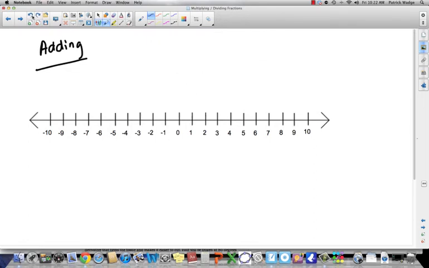Okay. I think it's great for getting the concept of negative numbers, adding. I'm not sure how useful it is for when you're working with bigger numbers and stuff. We can do one more.